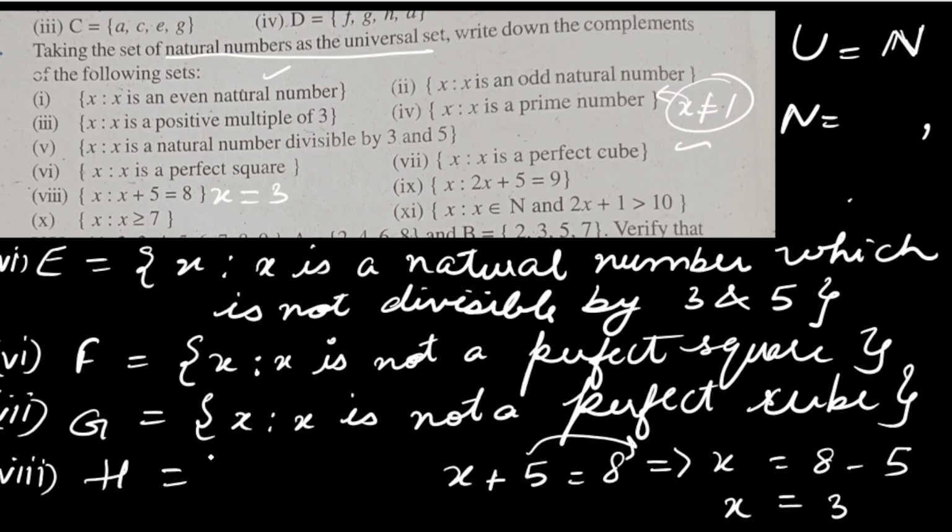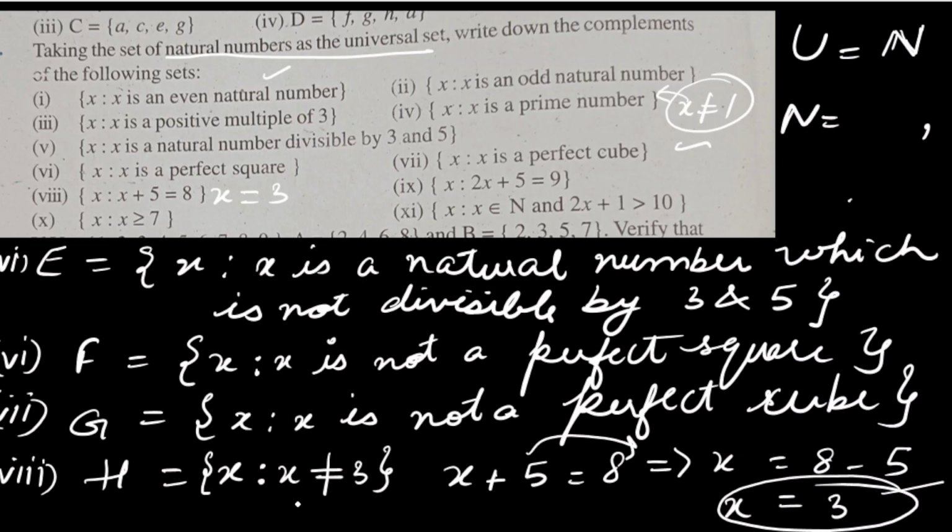So what will be its complement? Its complement will be the set of x such that x is not equals to 3, because we have to write its complement. If in this set x value is equals to 3, in its complement x value will not be equals to 3. So next part we'll do now.